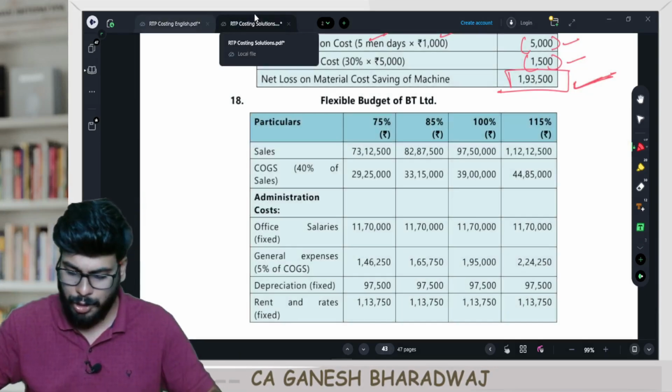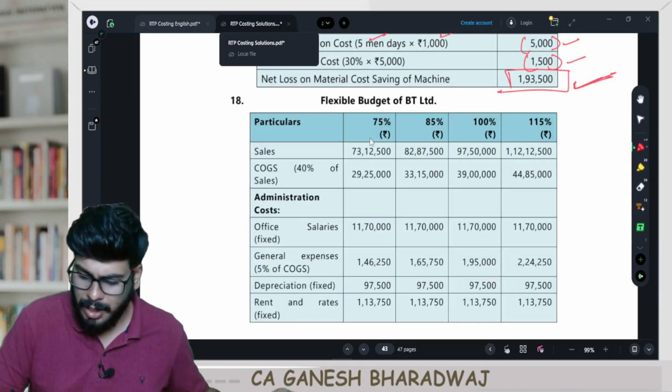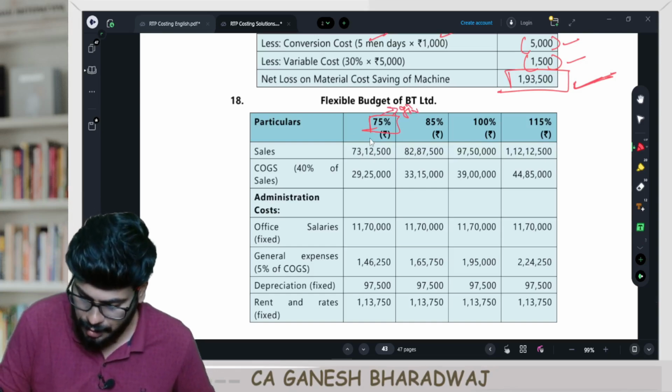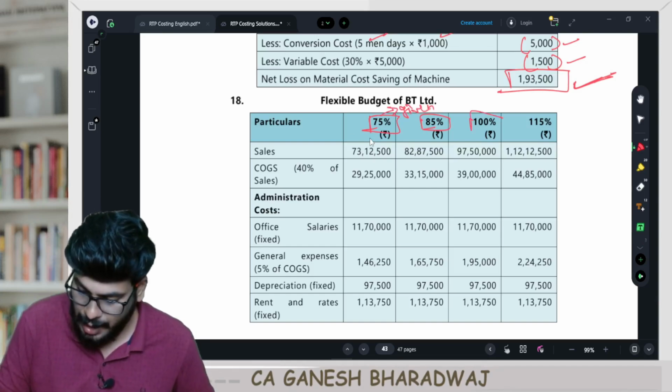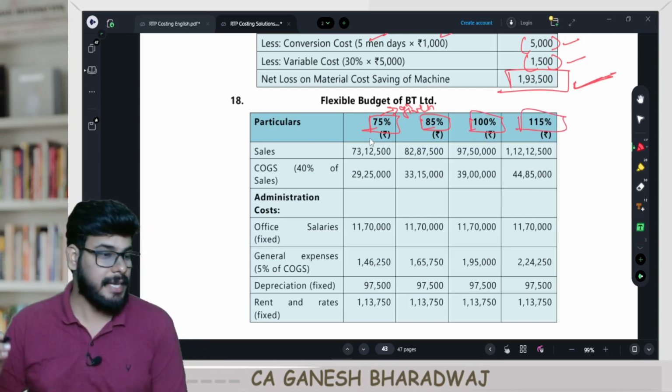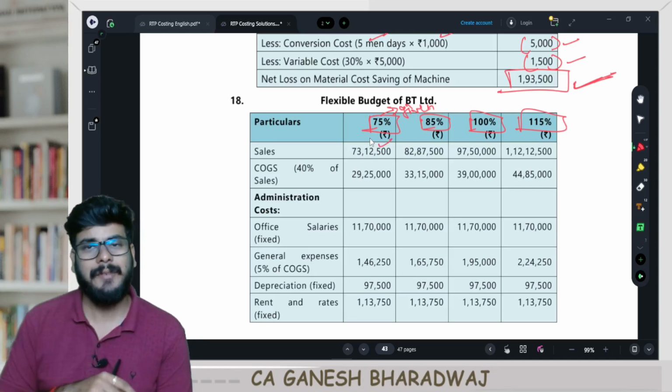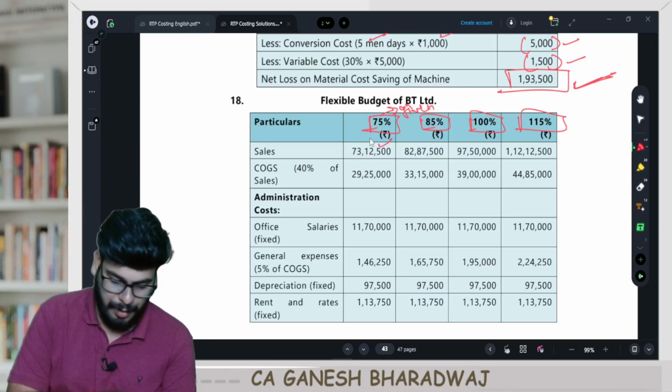Let me just quickly walk you through the solution. So for 4 activity levels, the first one is given. The other 3 are the ones asked in the question. Sales is currently given as 73,12,500. So for 85% capacity level, how much is that going to be?